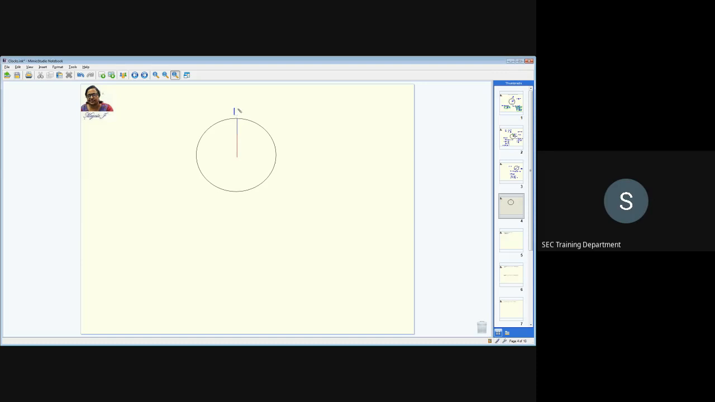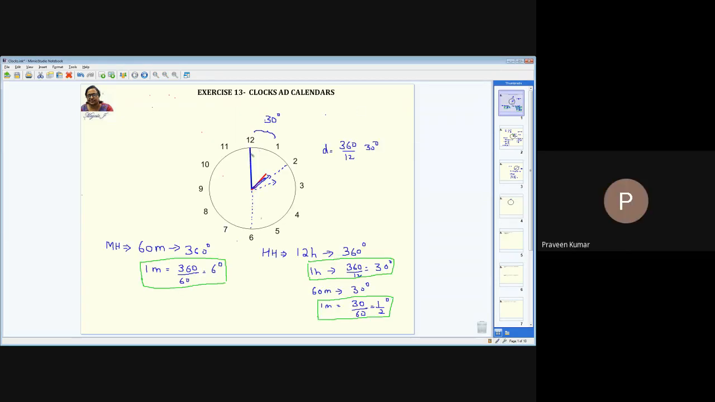At 12 o'clock, they coincide with each other. What will be the time later when they coincide? 12 o'clock? No. How can that be 12 o'clock? In between, will they never coincide? Almost 1:05. So what is the exact time? How will you calculate that?